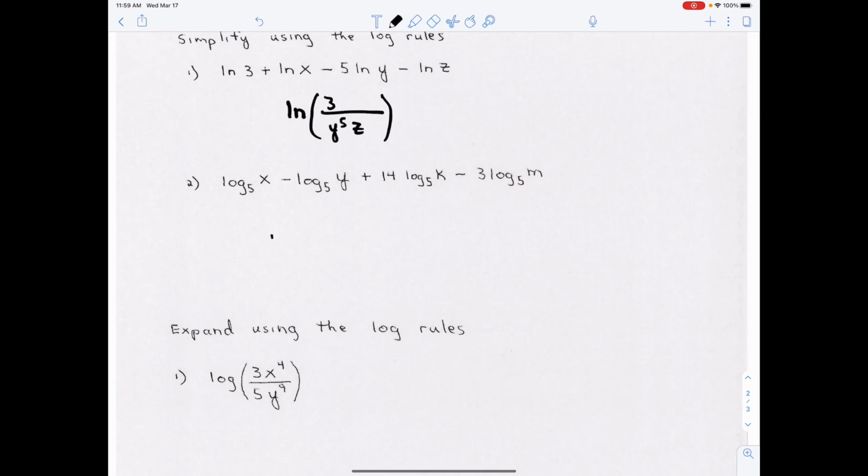Okay, so again, we're simplifying. So we have the log base 5. And we have some pluses and minuses, so I know I'm going to have a fraction. The x is going to end up in the numerator because it's got a plus in front of it. The y is going to end up in the denominator because it's got a minus in front of it. The k is going to end up in the numerator with an exponent of 14 because the 14 goes up in the exponent, and it goes in the numerator because it's got a plus in front of it. And the m ends up in the denominator with a 3 up in the exponent.